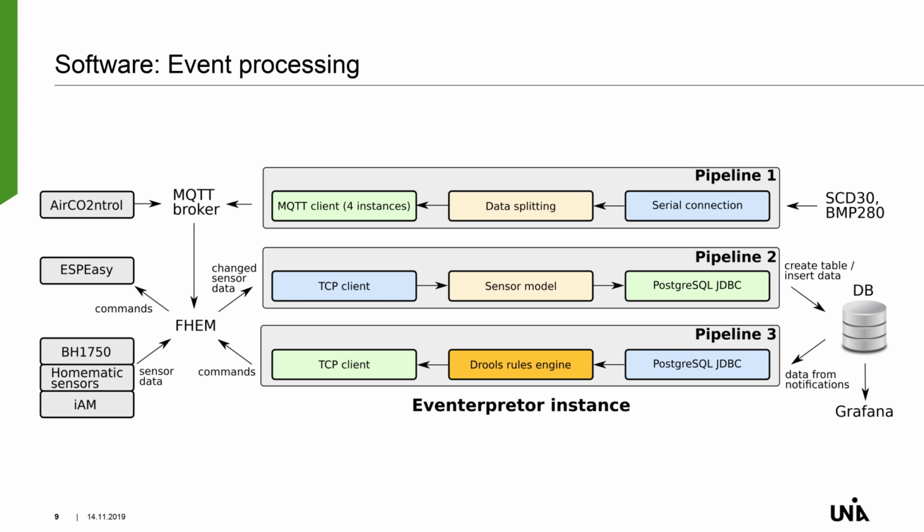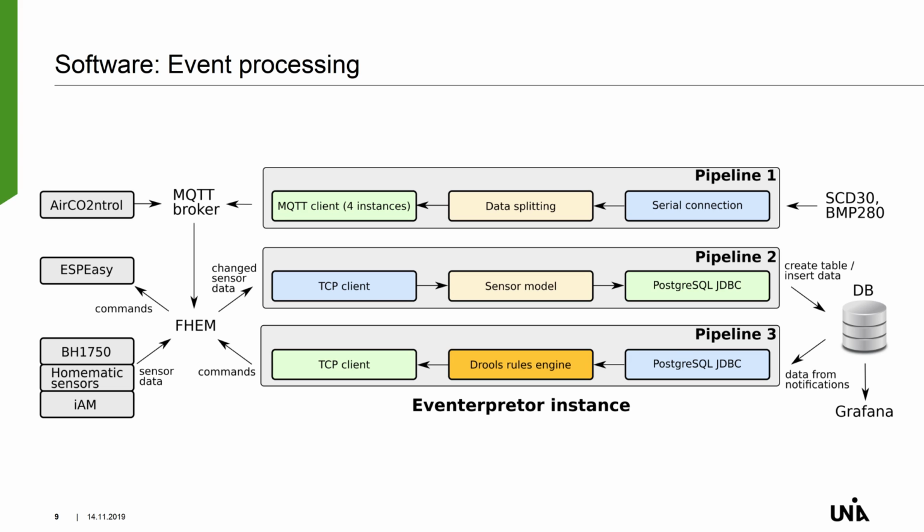The second pipeline of Eventerpreter receives all data from FHEM, applies its own sensor model, and stores all data in a PostgreSQL database. The data in the database can be visualized with Grafana. Whenever new data is inserted into the database, generated trigger functions are called, which calculate aggregations and send the results to the third pipeline of Eventerpreter.